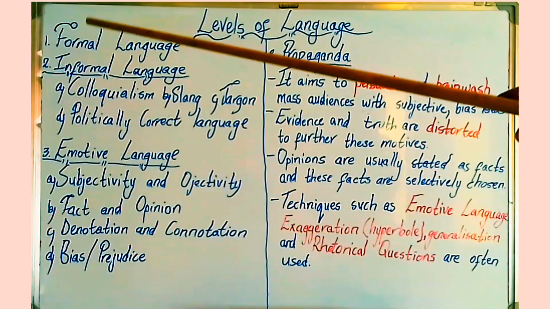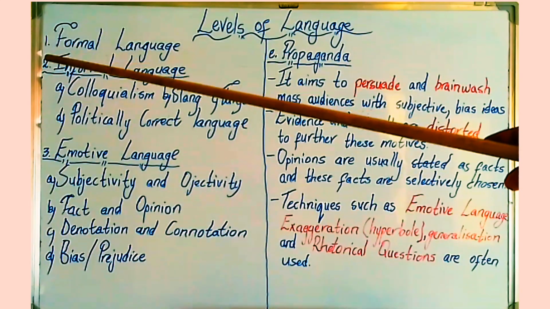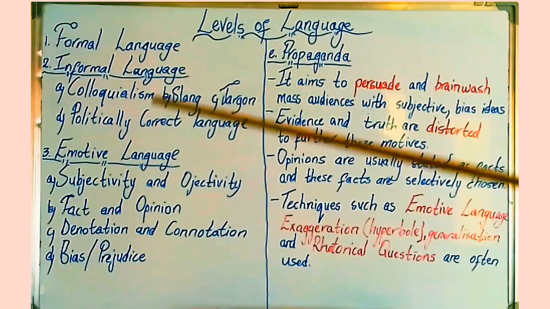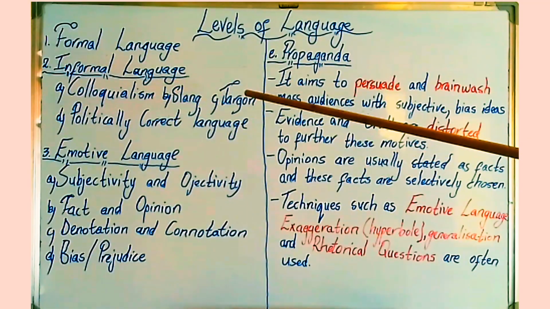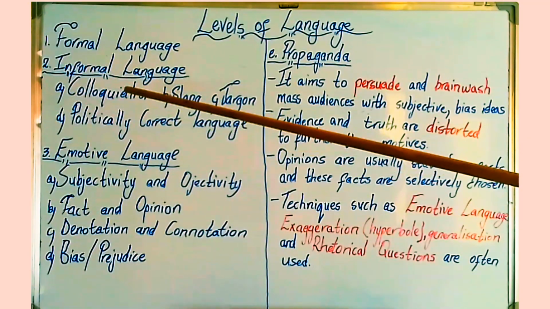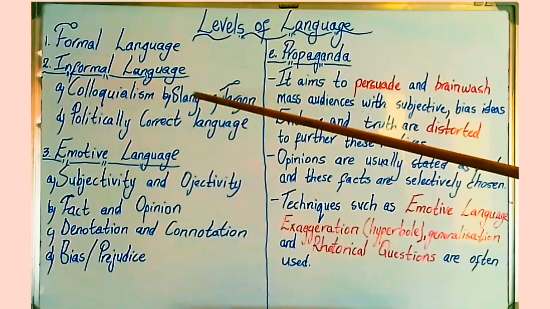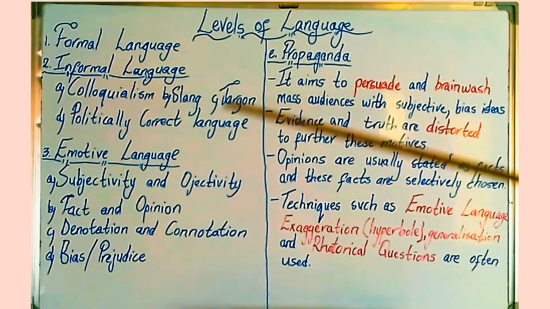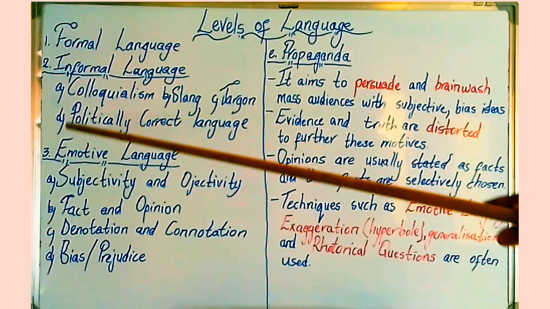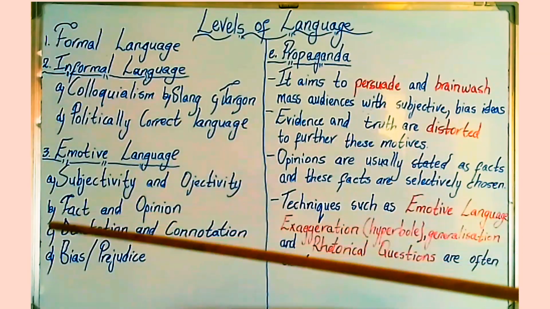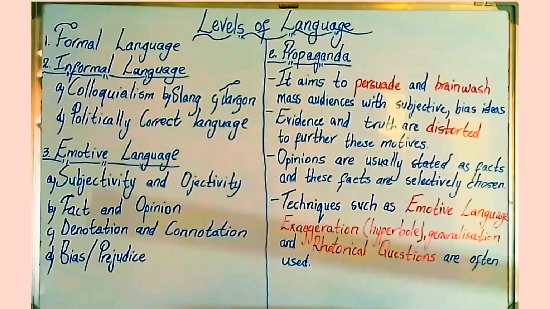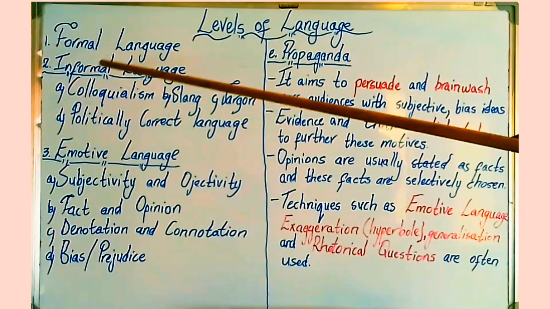And we already learned about number 1, which is formal language. We already learned about number 2, which is informal language. And we said we have three types of informal language. We have letter A, which is colloquialism. We have letter B, which is slang. And we have letter C, which is jargon. And then we have letter D, which is politically correct language. It can fall under formal language. You can use it as well as informal language.